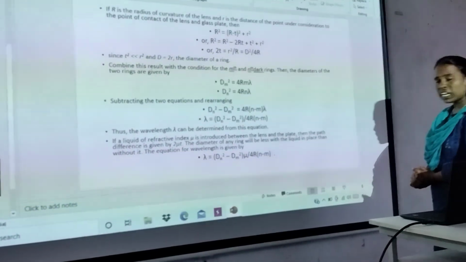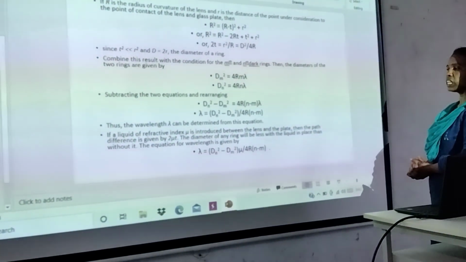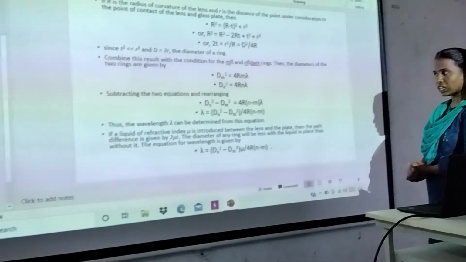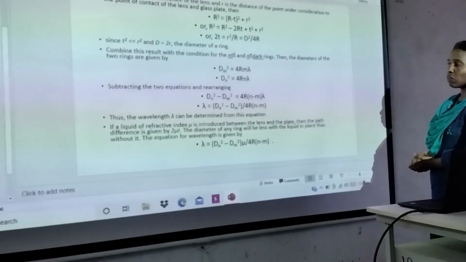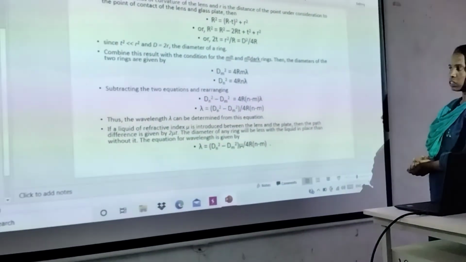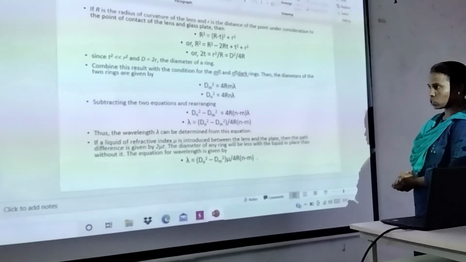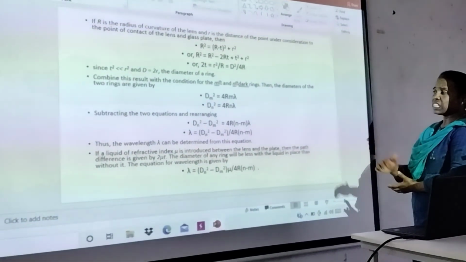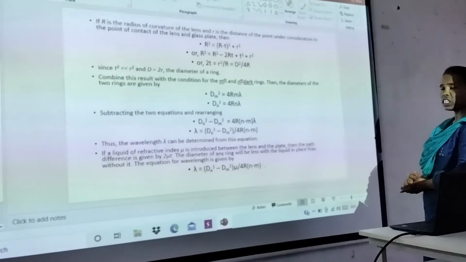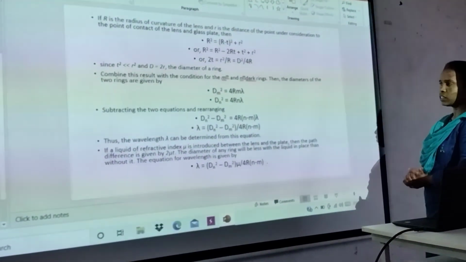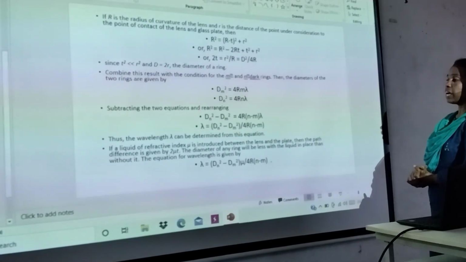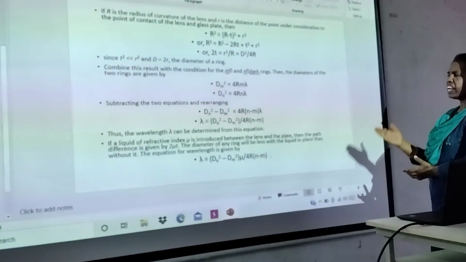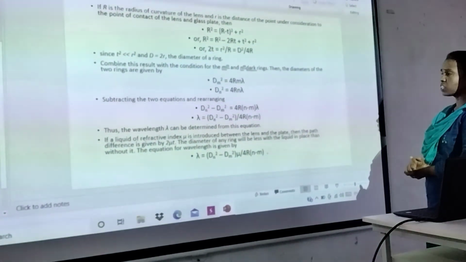So the basic application of Newton rings is nothing but to determine the wavelength of an unknown source. So I got the expression for the wavelength of the unknown source. Okay. So what is Dn? Diameter of the nth ring of Newton's rings. And Dm is the diameter of the mth Newton ring. N and m are simply the numbers of the rings.